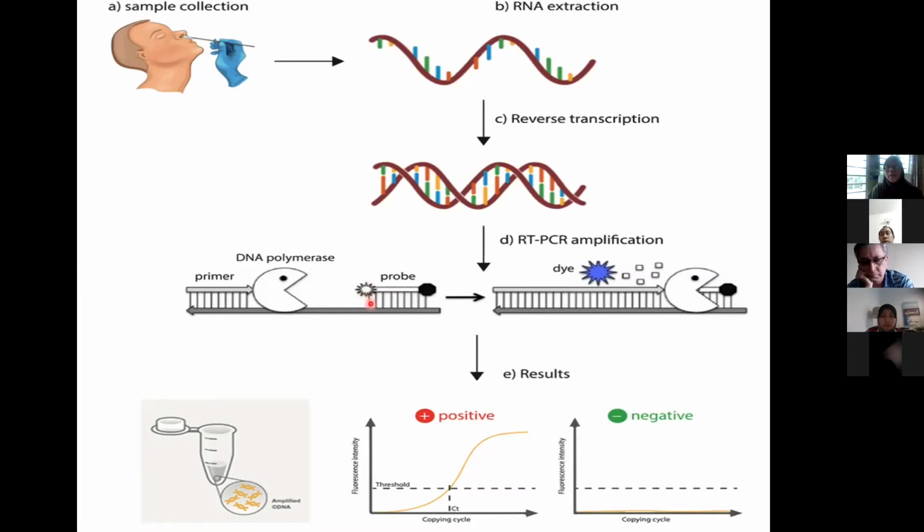So if the sample is a match, there will be amplification of DNA, and the fluorescent probe will be released. So the fluorescence intensity will get higher. If it is not released, then the quencher will quench the fluorescent probe, and you can see the fluorescence intensity is constant. That means it is negative.